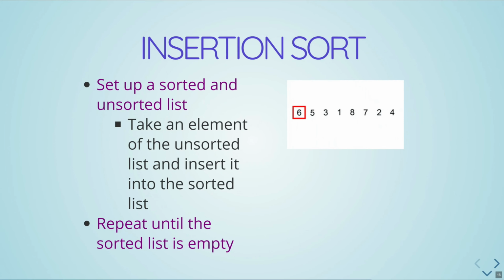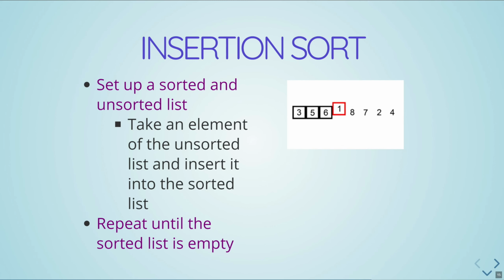Another type of sorting algorithm is the insertion sort. So this is an algorithm. It's going to do the same thing as the bubble sort. It's going to sort the list, but it's going to do it in a different way. So the way the insertion sort is going to work is it's going to set up a sorted and an unsorted list. And the trick is that at the beginning, the sorted list can just be an empty list.